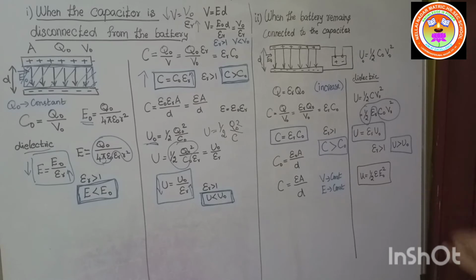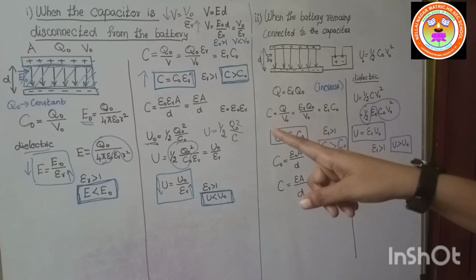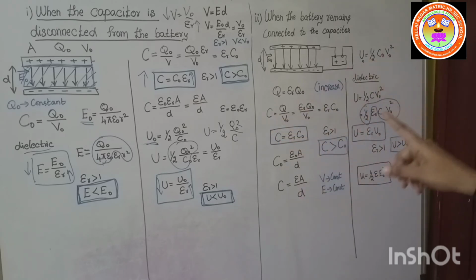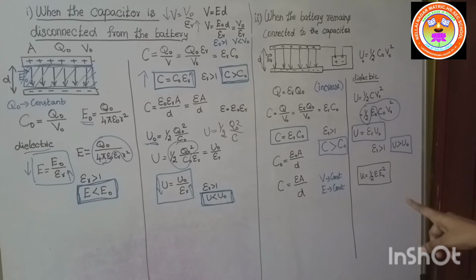We can write another formula for energy density. That is U is equal to 1 by 2 epsilon into E naught square. Epsilon is the permittivity of the medium. So in conclusion, in one case the charge is constant, in the other the charge increases. Electric field decreases in one and is constant in the other. Potential decreases in one and is constant in the other. Capacitance increases in both. Energy decreases in one and increases in the other. So that's all about the effect of dielectrics in capacitors. It is a 5-mark question.